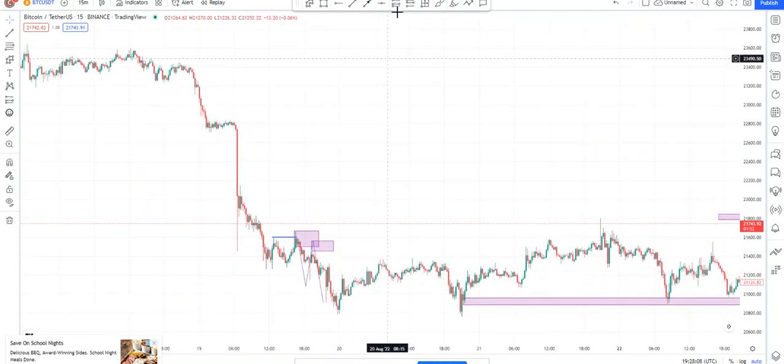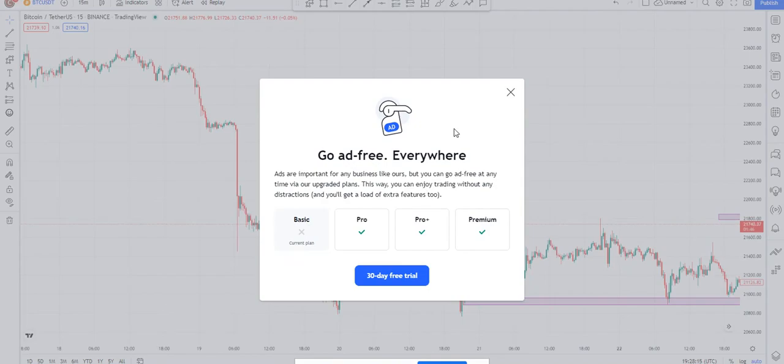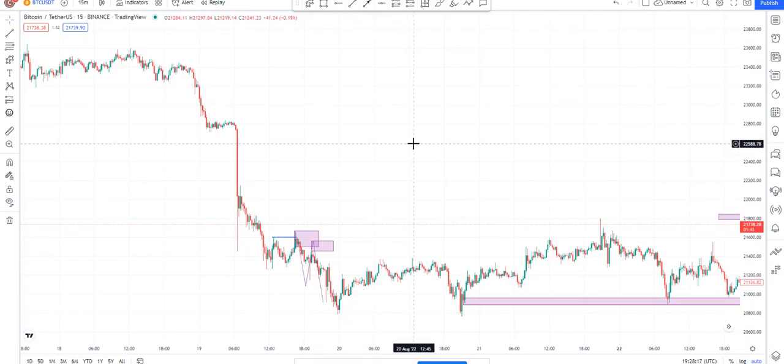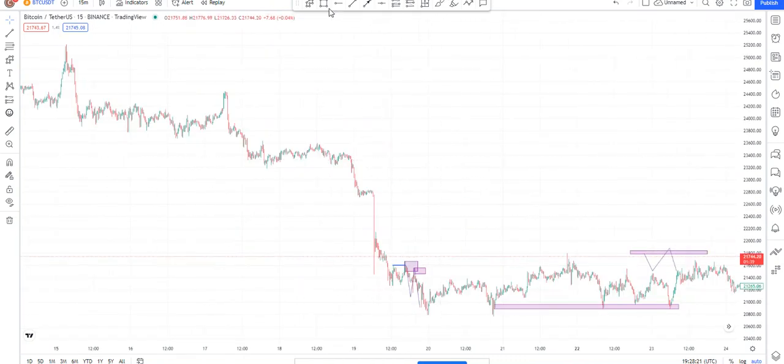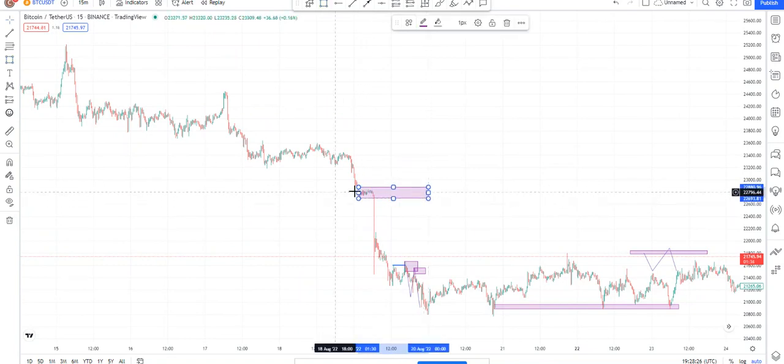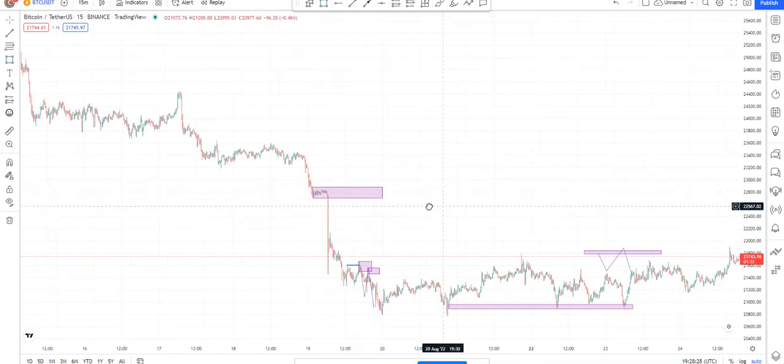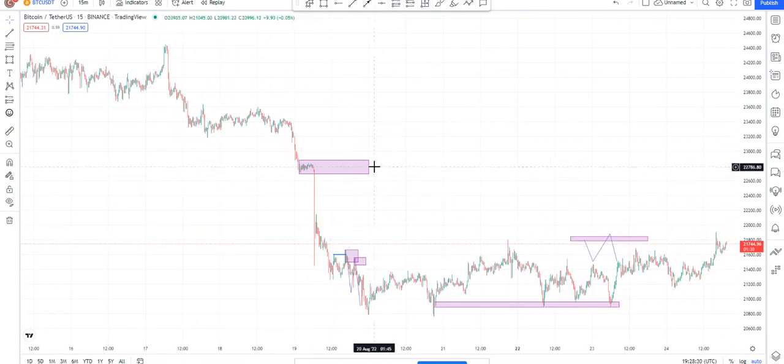So I was saying that you should try as much as possible to not trade a sponsor candle against the trend. If we're in a bearish trend like this, let's assume there's a sponsor candle here. That would be a good sponsor candle to sell from.